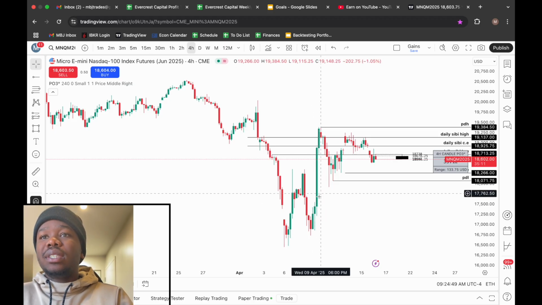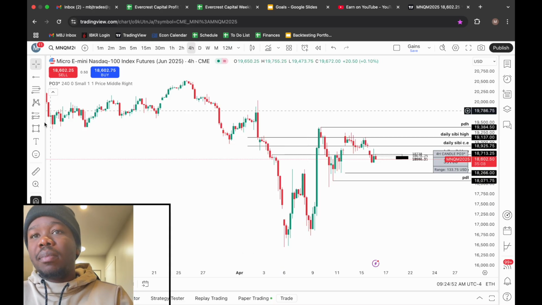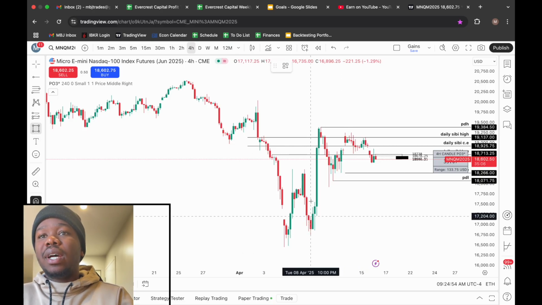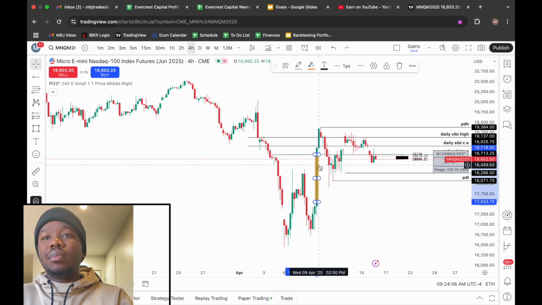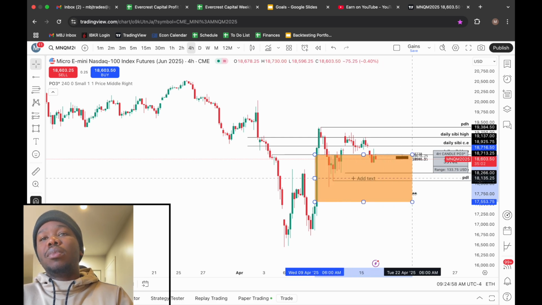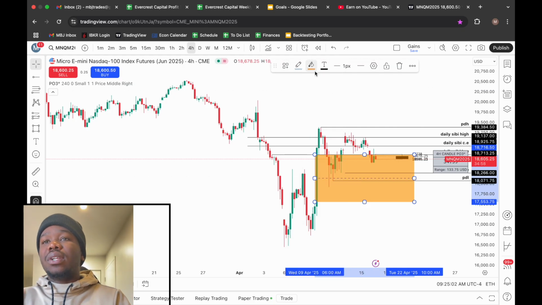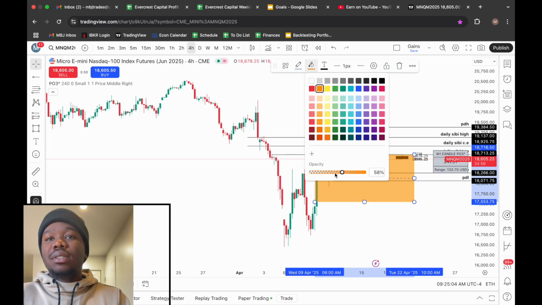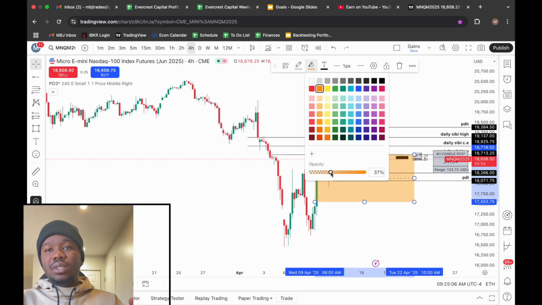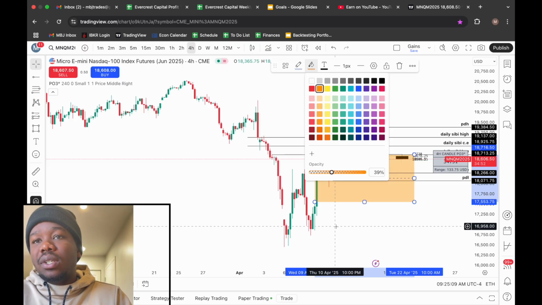When I mark my higher time frame inefficiencies out, I use this orange color, and on the lower time frames I use a more bluish color, so I can differentiate. When I see the orange, I know, okay, this is a higher time frame. If you watch my videos or you're just starting, you're going to notice that. So we have this inefficiency.